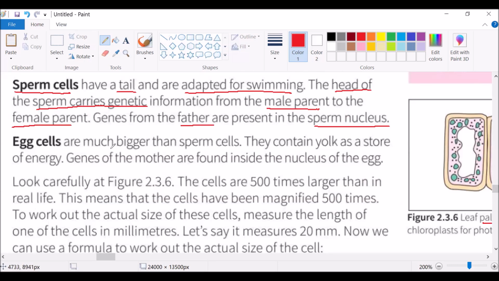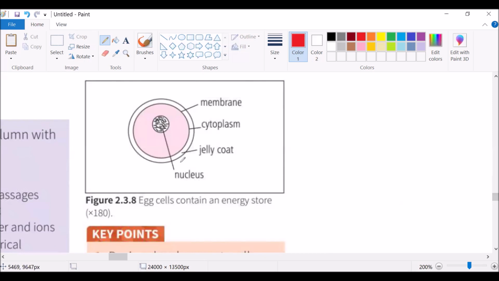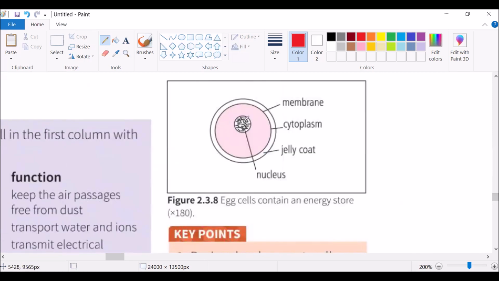Egg cells are much bigger than sperm cells. They contain yolk as a store of energy. Genes of the mother are found inside the nucleus of the egg. So this is a female egg cell with a membrane, a nucleus, cytoplasm, and a jelly coat.